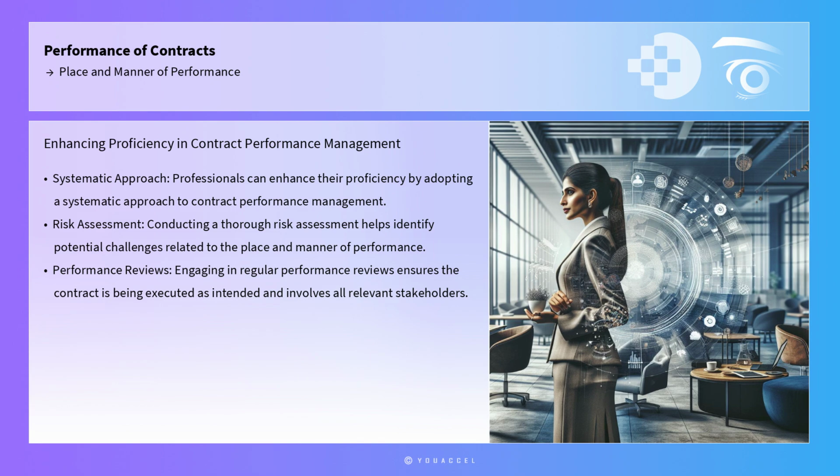This includes conducting a thorough risk assessment to identify potential challenges related to the place and manner of performance. By analyzing factors such as geographical risks, regulatory requirements, and logistical considerations, parties can proactively address potential issues. Additionally, engaging in regular performance reviews can help ensure that the contract is being executed as intended. These reviews should involve all relevant stakeholders and focus on evaluating performance against the agreed-upon standards and benchmarks.